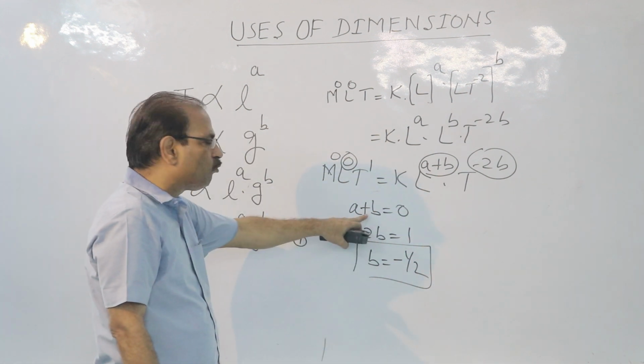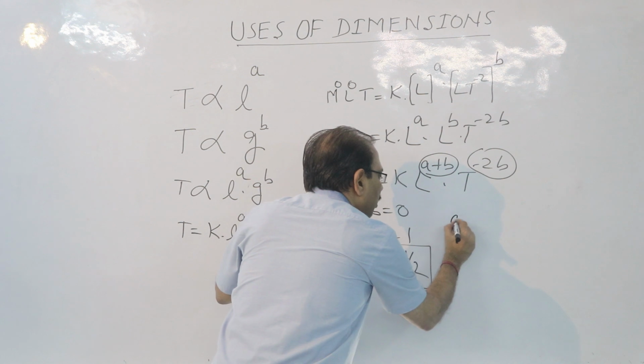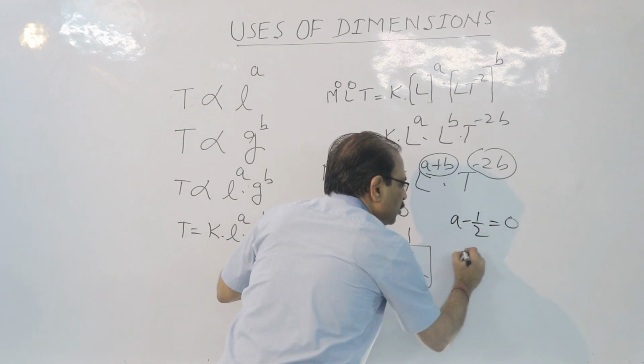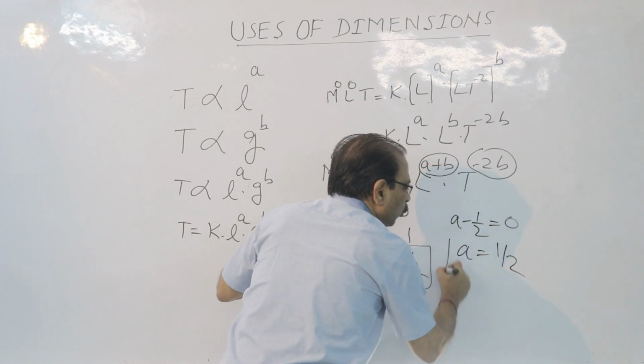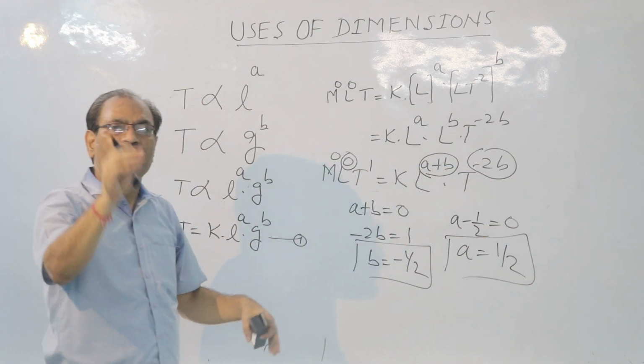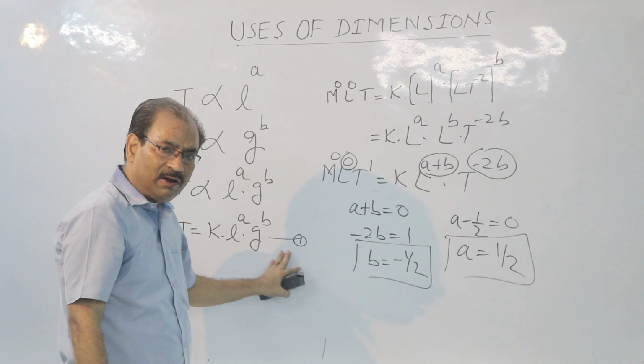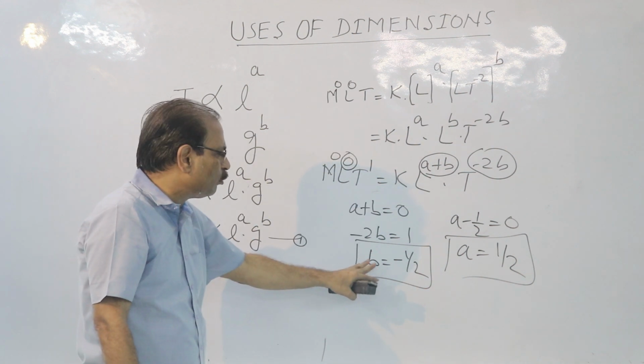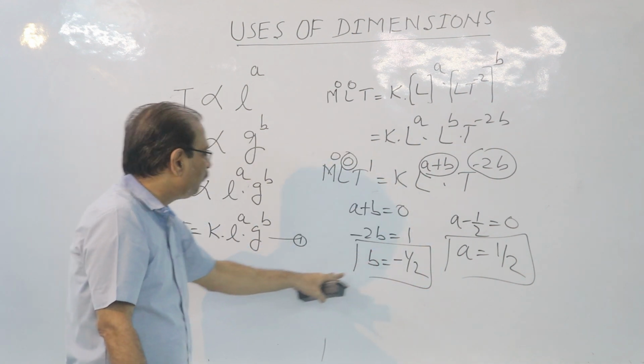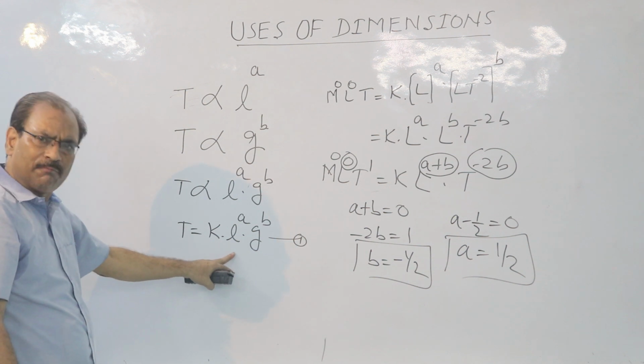If you place the value of b here, it is a minus 1 upon 2 is equal to 0. So a is equal to 1 upon 2. So our problem is solved now. We were supposed to find out the values of a and b. They are calculated in this manner. Now let us place these values back in equation number 1.